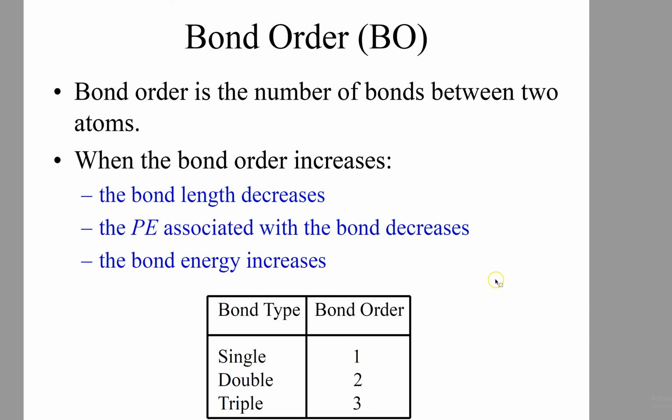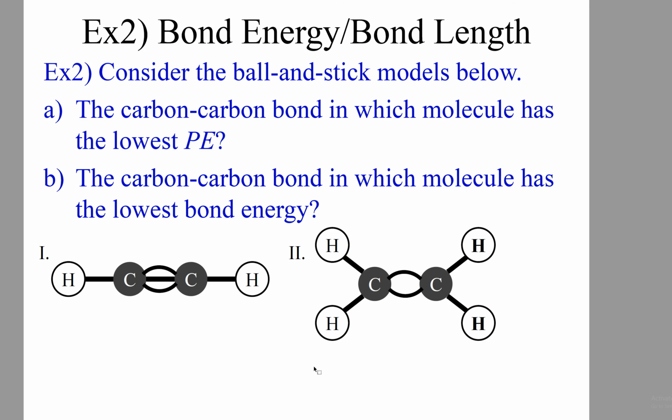All right, so if we take a look at bond orders, we're taking a look at the number of bonds between the atoms. So when the bond order increases, the bond length will decrease, and the PE associated will also decrease, and the bond energy increases. So if we take a look at the bond order for triples, it's a 3, 2, and 1. We're definitely going to have more energy and a shorter distance between those two.